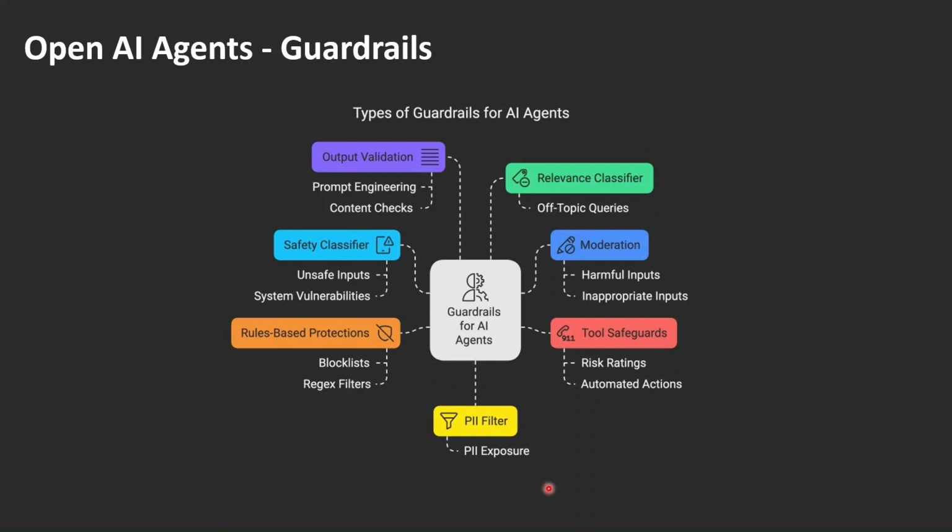So that is about the guardrail. We'll see that in detail as well, but this is just for theoretical purposes. You know what guardrail means. It ensures the safety and reliability of your agentic AI applications.